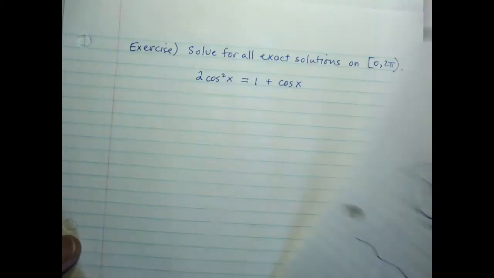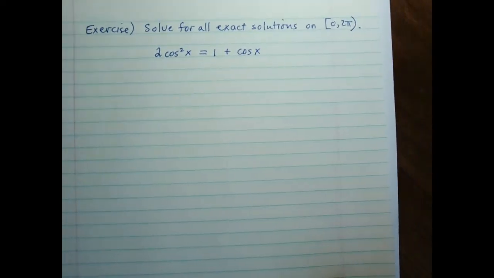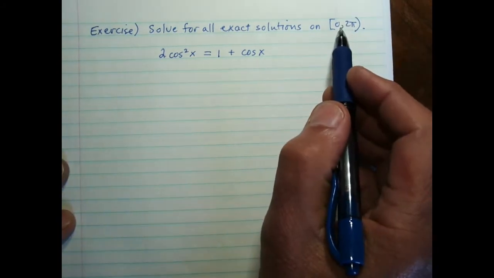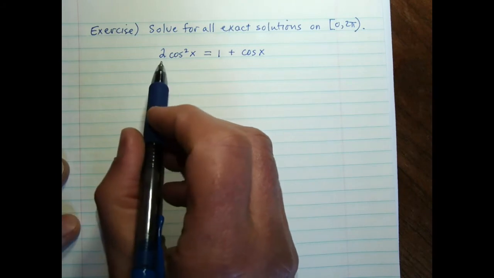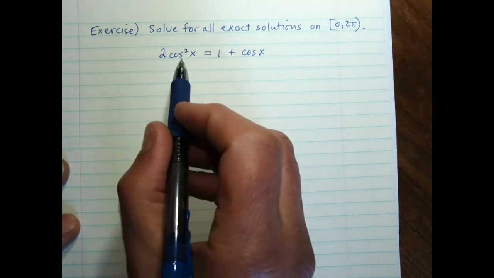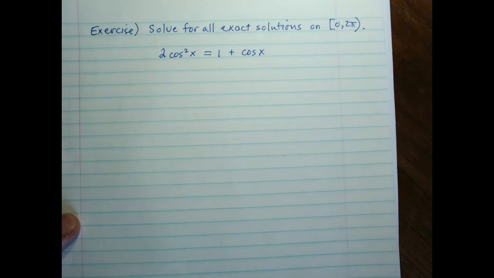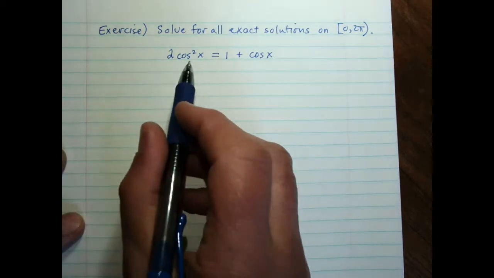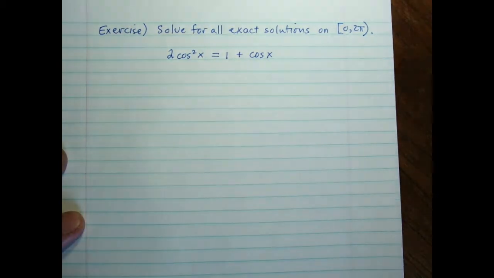Let's go on to another example. So let's solve for all exact solutions on 0 to 2 pi. So we're just looking from 0 to 2 pi again. And we're working with this 2 cosine squared x equals 1 plus cosine x. So the good news is I don't have a sine and a cosine. I just have cosine. The complication is I have cosine squared and cosine. Ultimately, I'd like to isolate the cosine if I can.